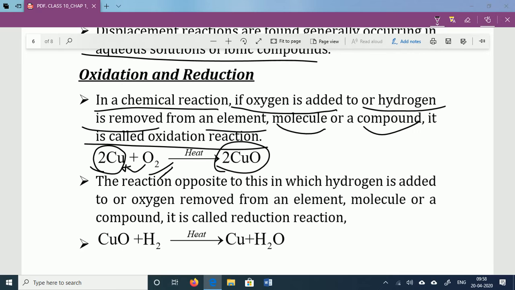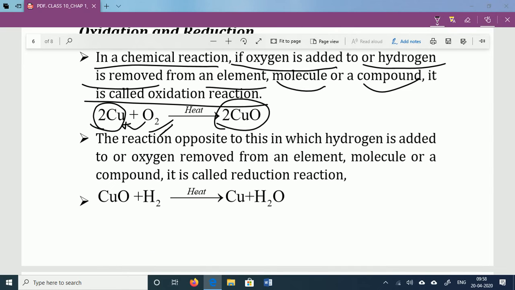That means the electron transfer way, the oxidation number way, but there is no need to study that concept in the 10th standard. Now second is the reduction reaction. The reactions in which oxygen is removed or hydrogen is added should be called reduction reactions, and we can say that the compound undergoes the reduction process, that compound is reduced. The reactions opposite to oxidation, in which hydrogen is added or oxygen is removed from an element, molecule or compound, are called reduction reactions.